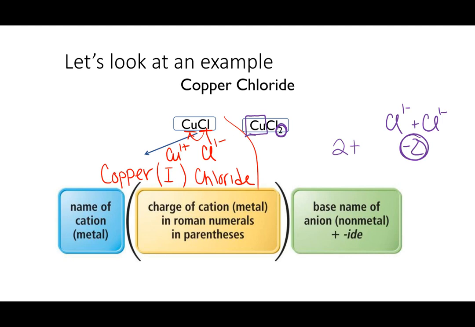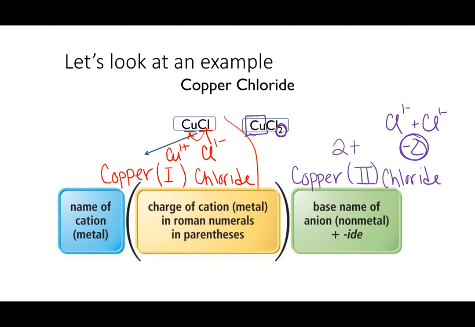So again, how would I write the name of this? I'm going to write the name of the metal, so copper. I'm going to write the base name of the nonmetal, plus IDE, chloride. And now I have to tell the viewer what the charge is on that copper. So I would put a Roman numeral 2 in parentheses. So the way we would read this is copper(II) chloride.